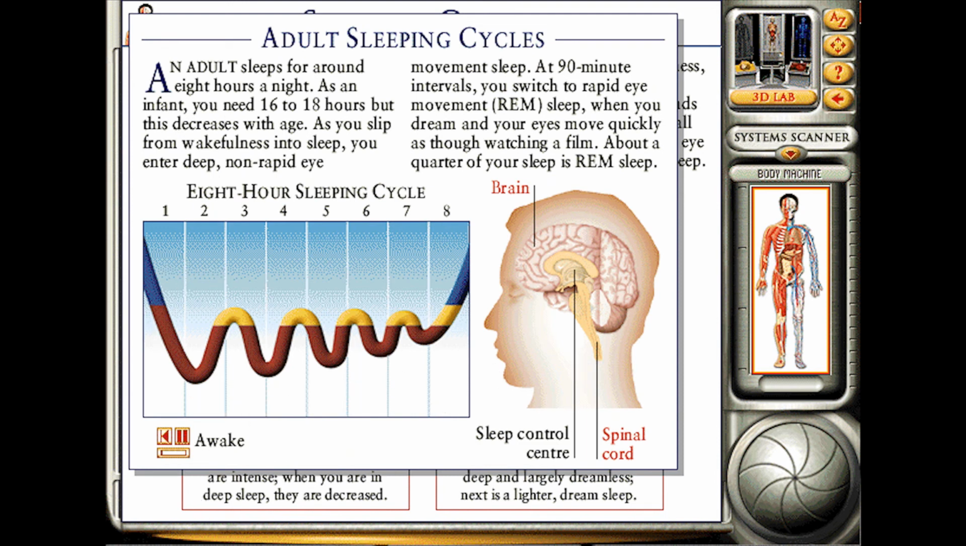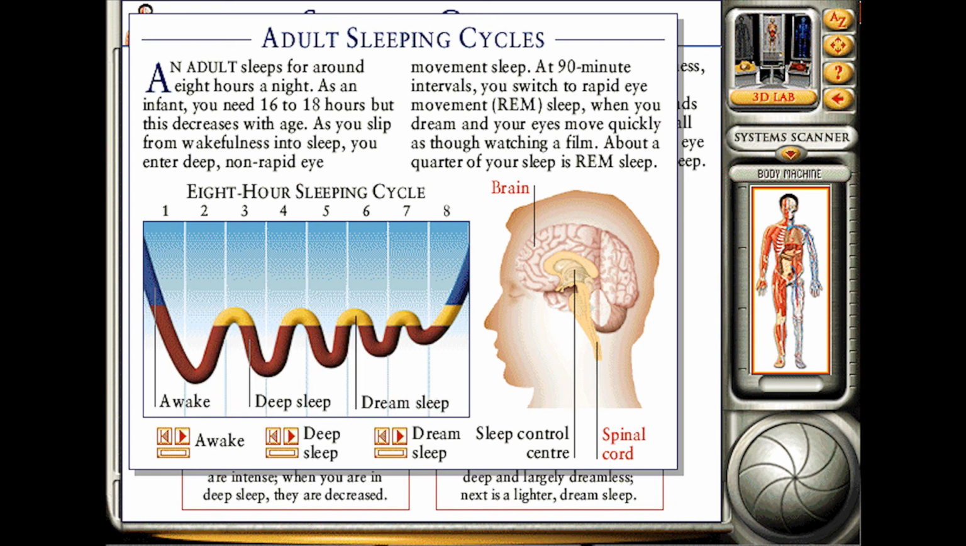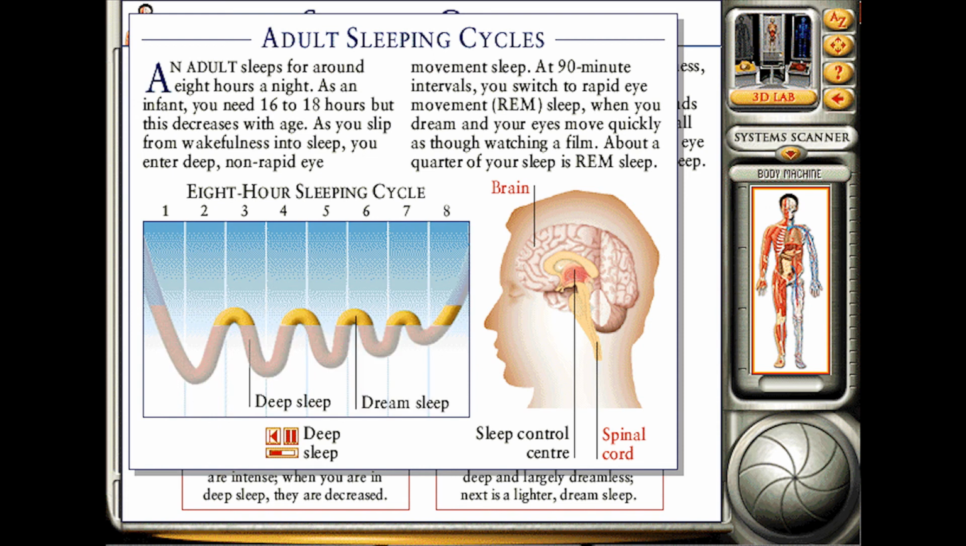There are 3 main stages in a sleeping cycle, starting with wakefulness. Alternating periods of deep sleep and dream sleep follow until an average adult wakes up after sleeping for around 8 hours. During an average 8-hour period of sleep, an adult will slip from deep sleep into increasing periods of dream sleep every 90 minutes. The periods of deep sleep will therefore decrease towards the morning.